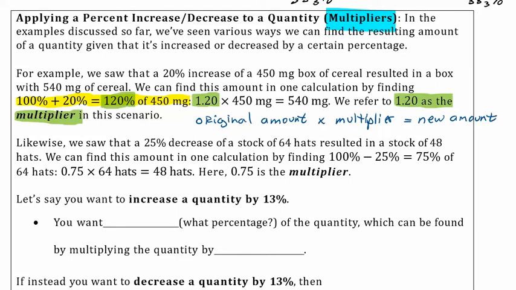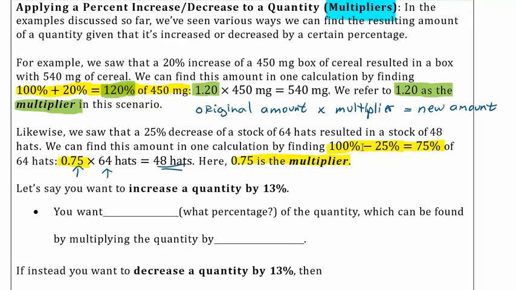So to find the multiplier, we say, we're going to take 100% of our hats and we're going to decrease them by 25%. So that means we're only going to have 75% of our hats. Now we take the 75%, we write that as a decimal, and that decimal is the multiplier. So all we have to do is take the original amount, the 64 hats, times the multiplier, and that will tell us the new amount of hats. We can do it in one quick and easy step.